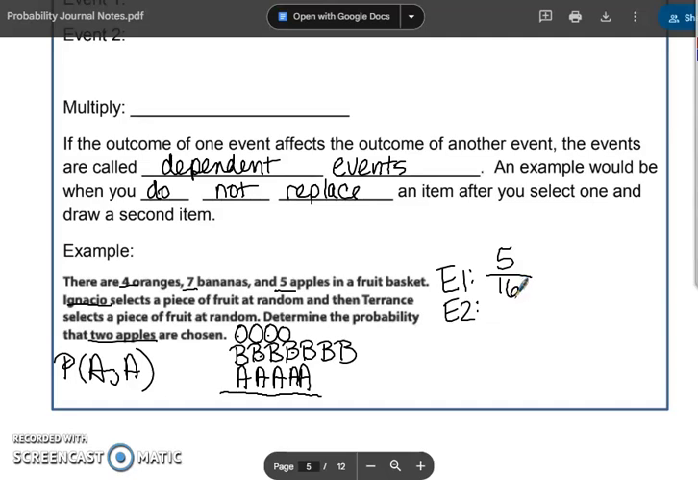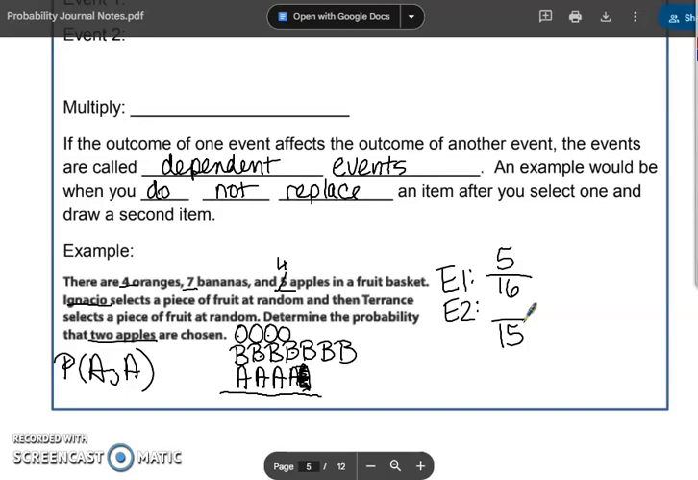Now, we're also going to assume that Ignacio is choosing a piece of fruit to eat, which means he is taking the apple and he will not replace it. So I'm getting rid of 1 apple. Well, when I do that, that changes the total. 4 plus 7, which is 11. 11 plus 4 is 15. Okay.